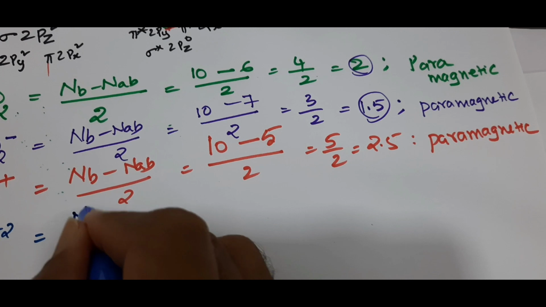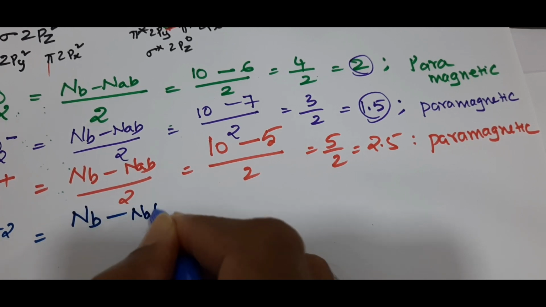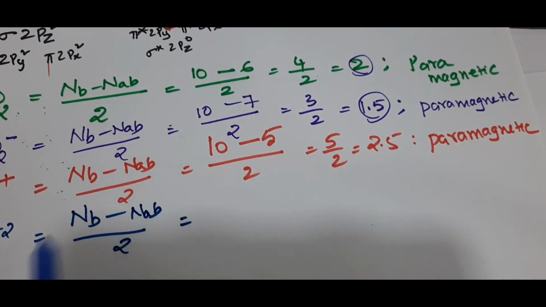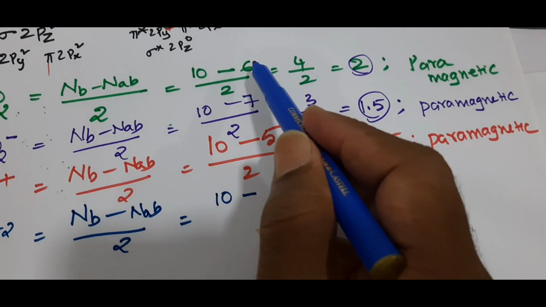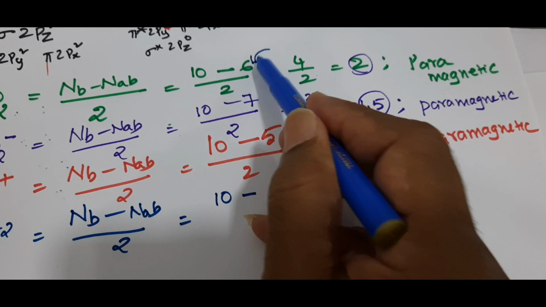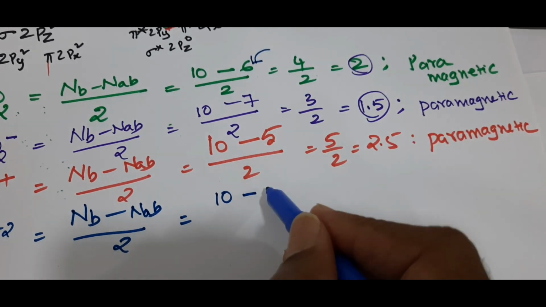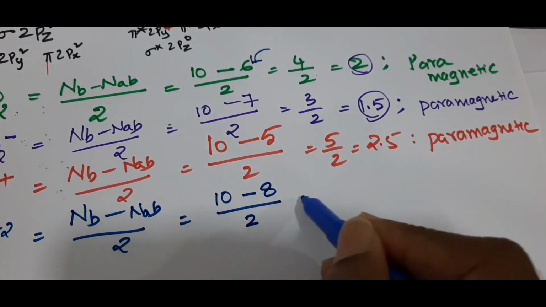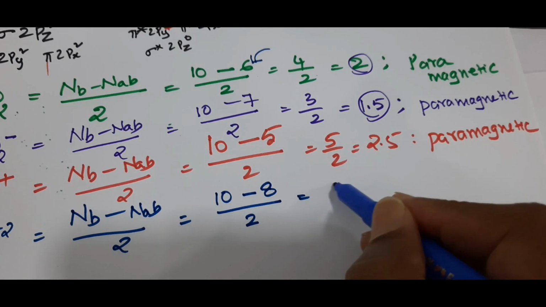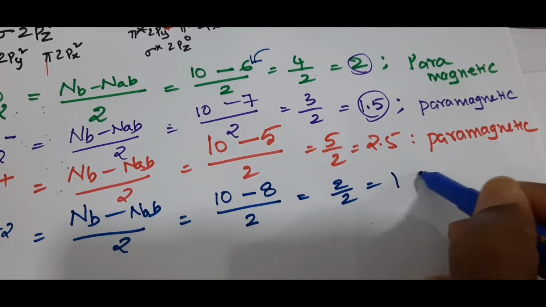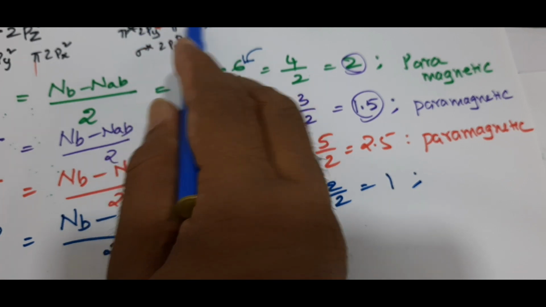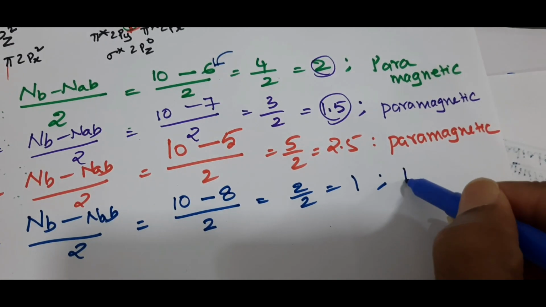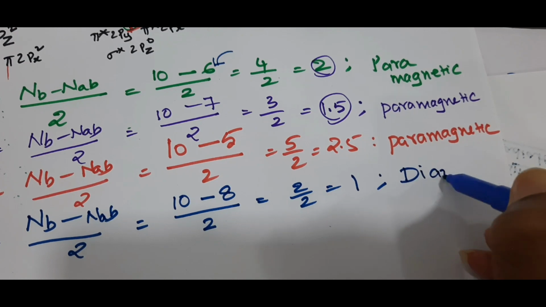So (NB minus NAB) by 2. Bonding electrons are 10. Anti-bonding electrons, your added electrons enter into the anti-bonding, that's why it will become 8, so 2 by 2, that is equal to 1. Here 2 electrons are entered, these 2 unpaired will become paired, so it is diamagnetic.